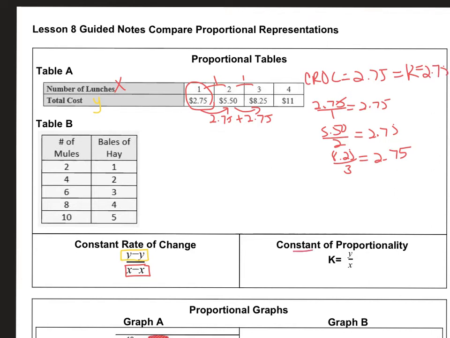So I'm checking constant of proportionality and constant rate of change. In this case, they're both equal, letting me know I definitely have a proportional situation, but more so because of that constant of proportionality. Let's look at this.